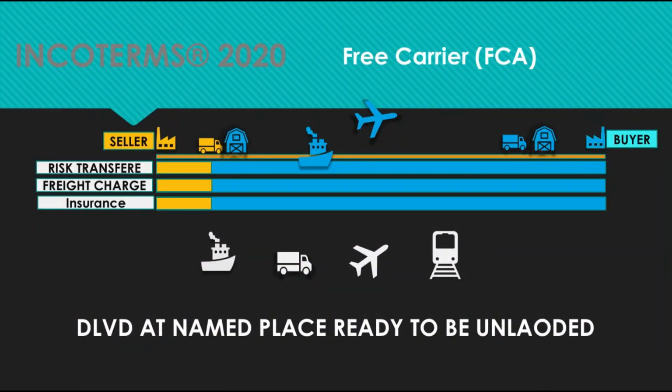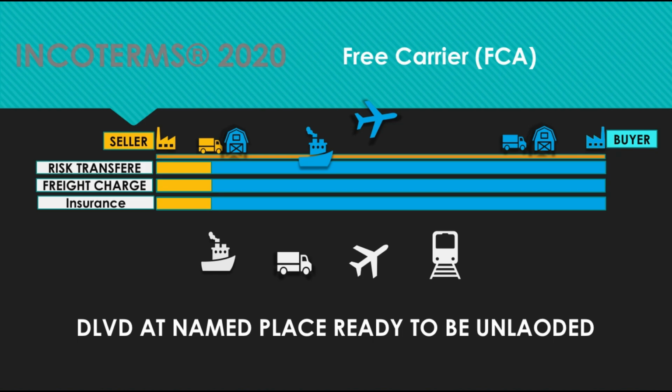Okay, here we are with FCA, free carrier. FCA is the first member of the F family. As you can see in this picture, the scope of responsibilities on the seller side has increased a bit. You can see that the seller has to deliver the goods at a premises from the buyer's side, and the risk of transfer continues to that point.